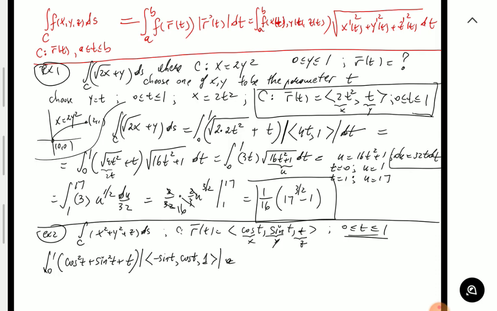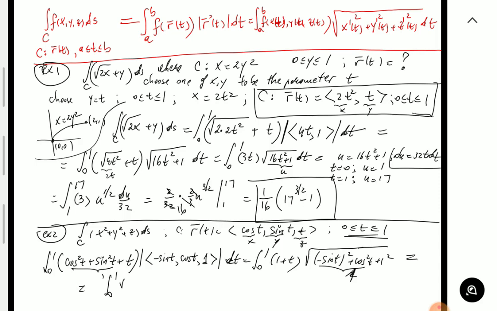And obviously, be aware of simplifications along the way. Cosine squared plus sine squared is 1, so over there we actually have 1 plus t. And the magnitude of r prime happens to be a constant via the same simplification, right? Sine squared plus cosine squared is 1. So we're left with 1 plus 1, which is square root of 2, times 1 plus t.